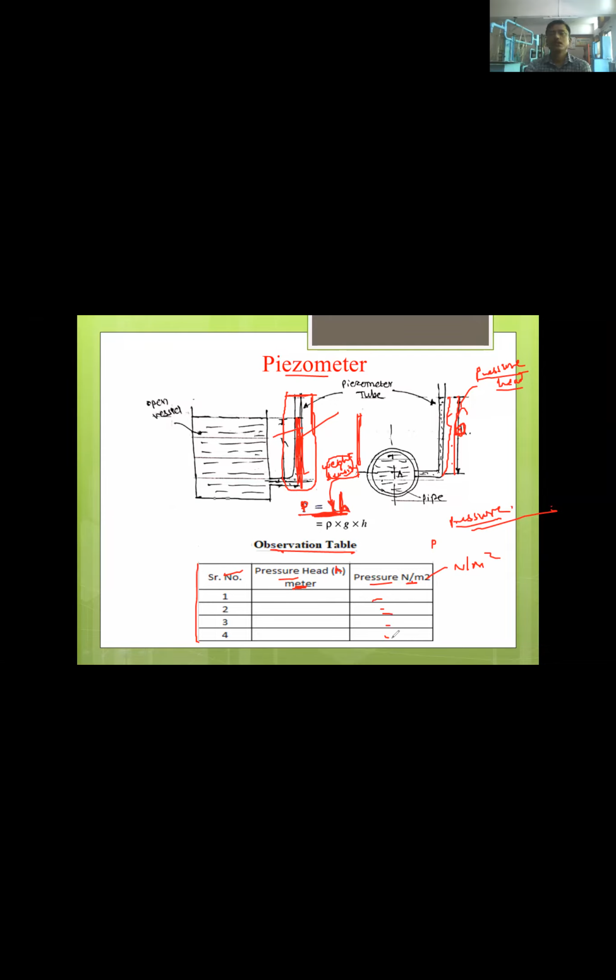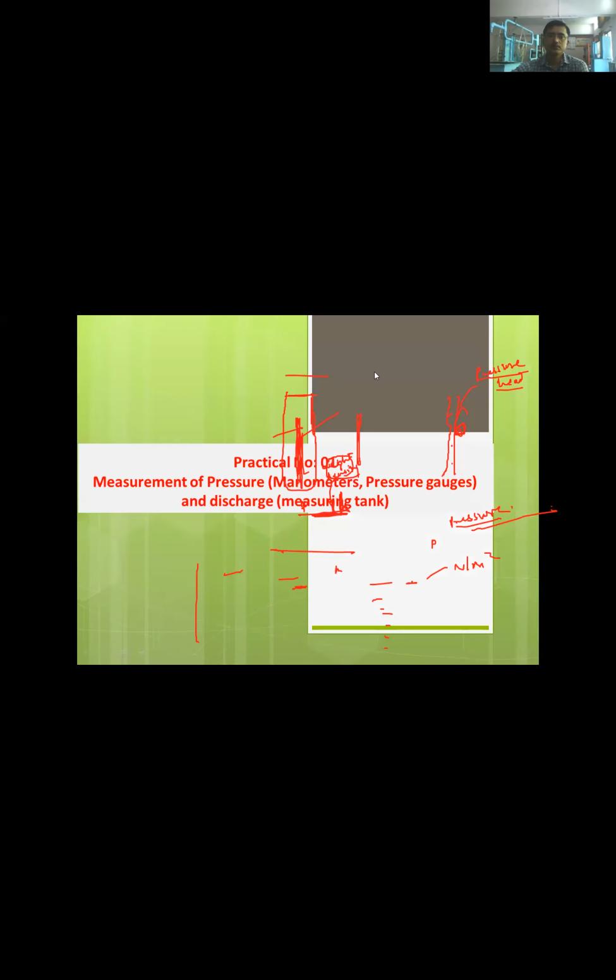So now you open your notebook. Notebook तुमची open करा, and in your notebook, first of all, write down the title of our practical number 1. Write down the title, practical number 1. Measurement of pressure. Measurement of pressure in bracket, manometer, pressure gauge.